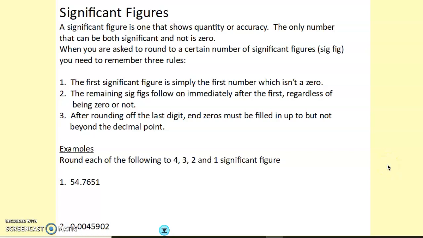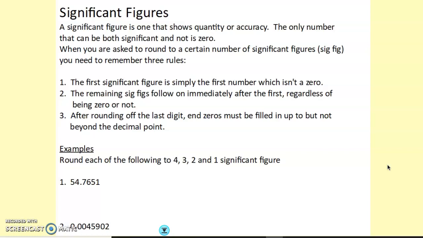The last bit of rounding that we're going to look at is significant figures. Okay, so we can get asked to round to a certain amount of significant figures. Now, a significant figure is one that shows either quantity or accuracy. So the only number that can be both significant or not is 0. Every other number is always significant because every other number is always going to show quantity.